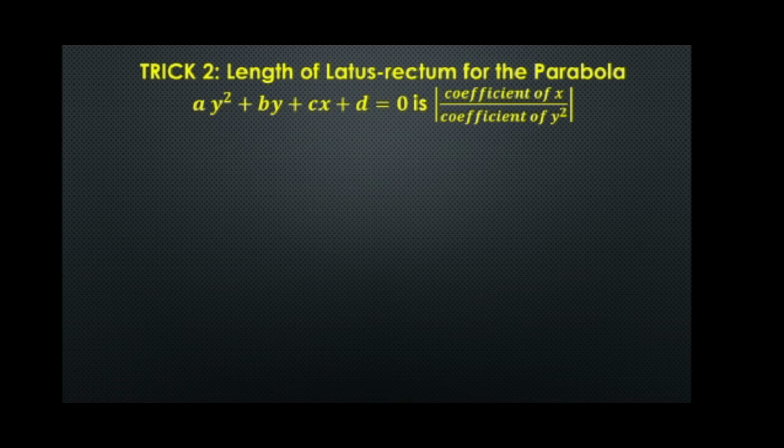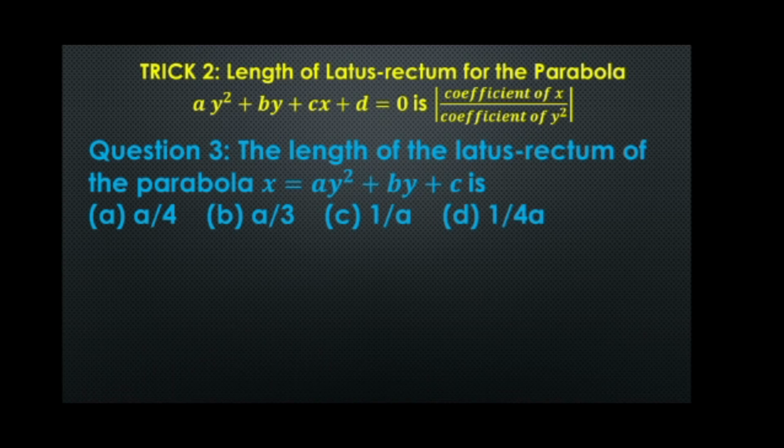Trick 2: the length of the latus rectum for the parabola ay square plus by plus cx plus d equal to 0 is modulus of coefficient of x divided by coefficient of y square.